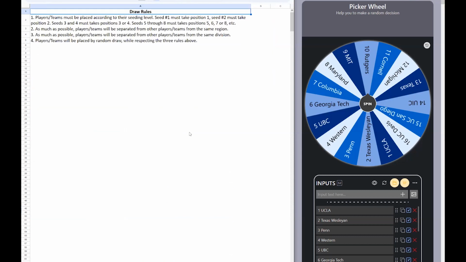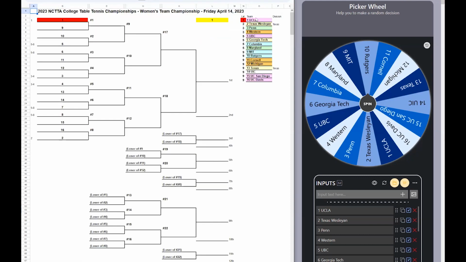The rules of the draw are fairly simple. The first rule is paramount. It cannot be broken. The players and teams are placed according to their seeding level. Seed 1 goes in position 1, seed 2 in position 2, and seeds 3 and 4 in position 3 or 4. Seed 1 in the women's, UCLA, will always go here. Seed 2 will always go here. Seeds 3 and 4 are considered equal. They're numbered 3 and 4, but their seeding level is 3. They're equals in the draw, and they can be placed randomly here or here. Then it proceeds at the next level. The next 4 teams are considered equals, and there are 4 spots available to them. That rule cannot be broken, no matter what.